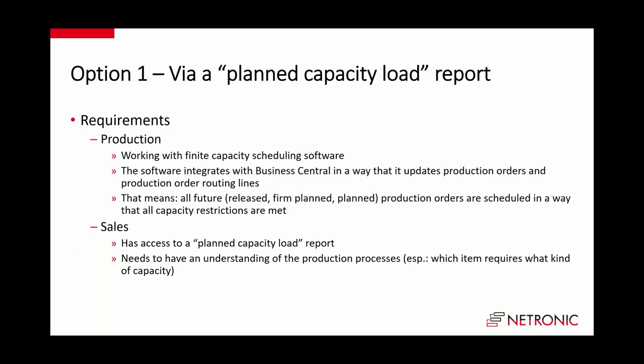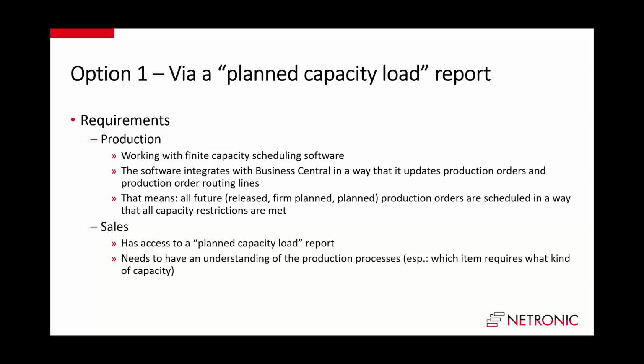So the first option that I have is that we could provide sales with a planned capacity load report. And again, this could be an Excel sheet that production maintains and updates on a regular basis, and that shows for this week, for next week, for the week after, how my work centers and machine centers are utilized. Just an Excel sheet with a planned utilization as a percentage. Or we have the cells red if they're fully loaded, yellow if we have some flexibility, and green if we have full flexibility.